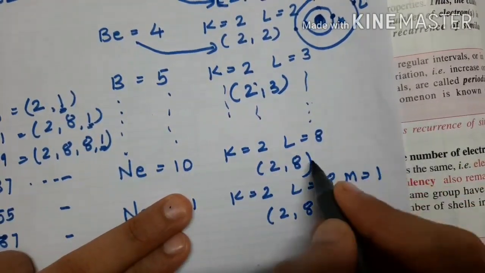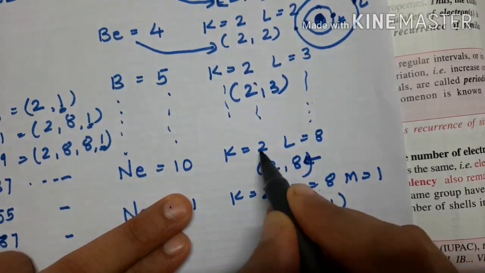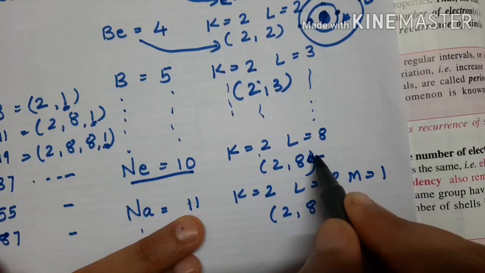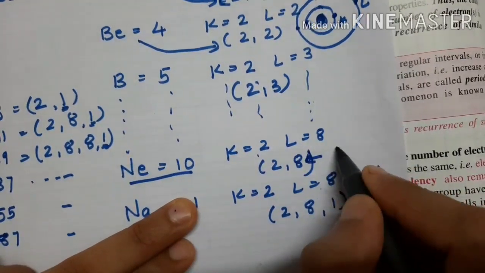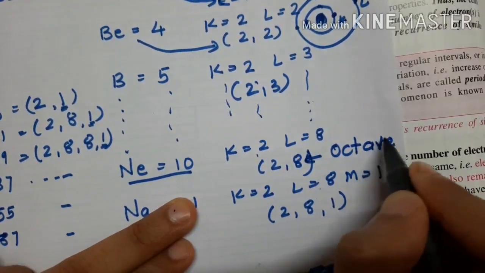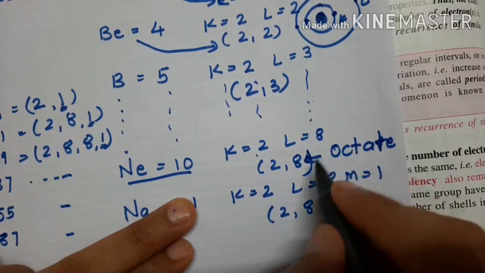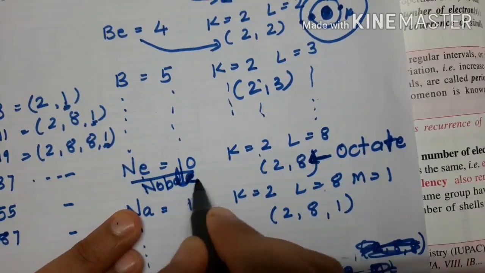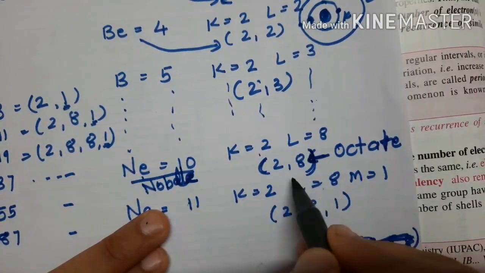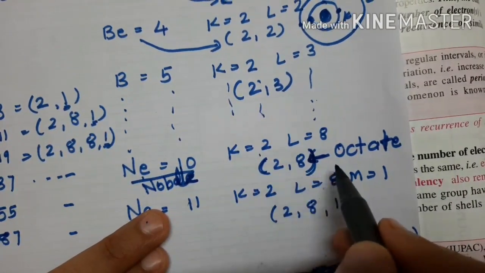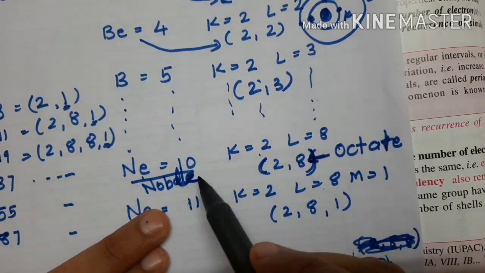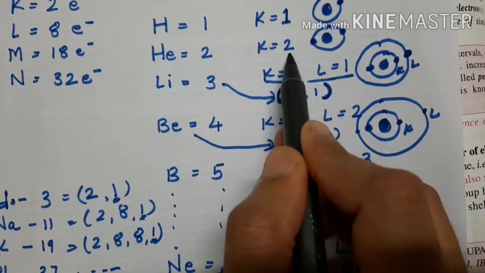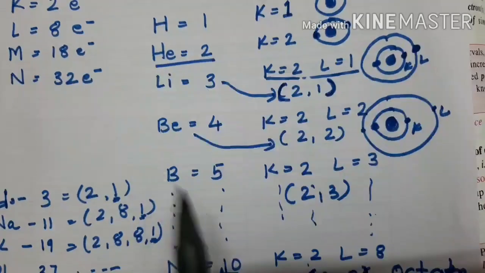Now here it is finished, which means complete. K completed, L completed. Now neon has both shells completed, 2 completed, 8 completed. That is why it is called an octet. Because it is a completed octet, that's why neon is a noble gas. Why is it noble? Because K is completed, L is completed, fully satisfied, so it cannot react with anyone. That's why it is noble. Same thing with helium. Helium has 2, maximum capacity 2, so 2 is fulfilled and completed, so that's why it is also a noble gas.